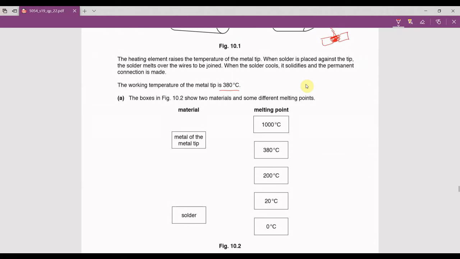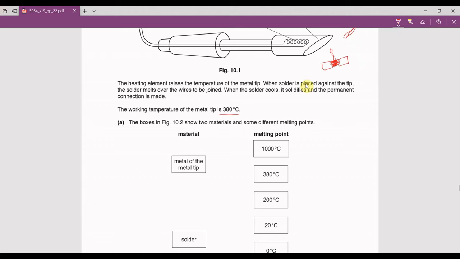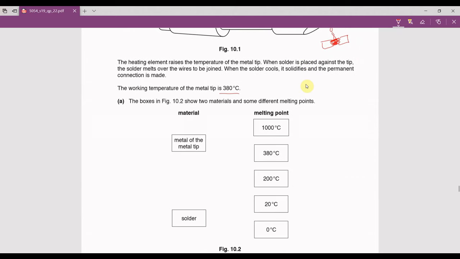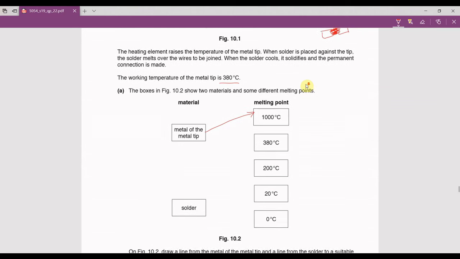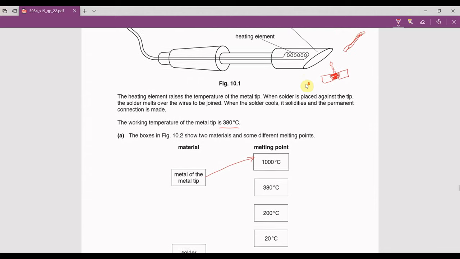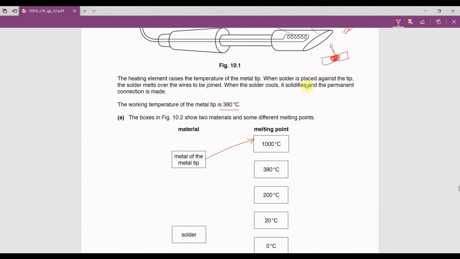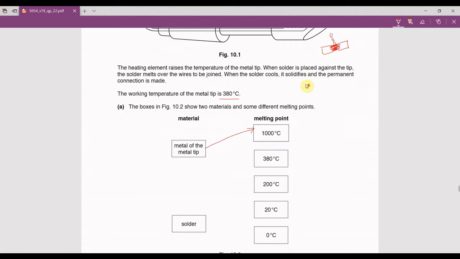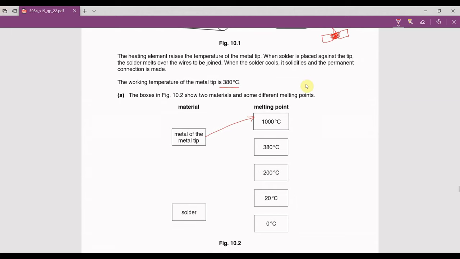So ideally its temperature should be much higher than 380 degrees, because when it's working it is at 380 degrees, it needs to stay solid. So the metal tip should be 1000 degrees Celsius. There is no other option here. But the solder obviously needs to melt, right? So what we want is the solder to melt and then quickly solidify again as well.